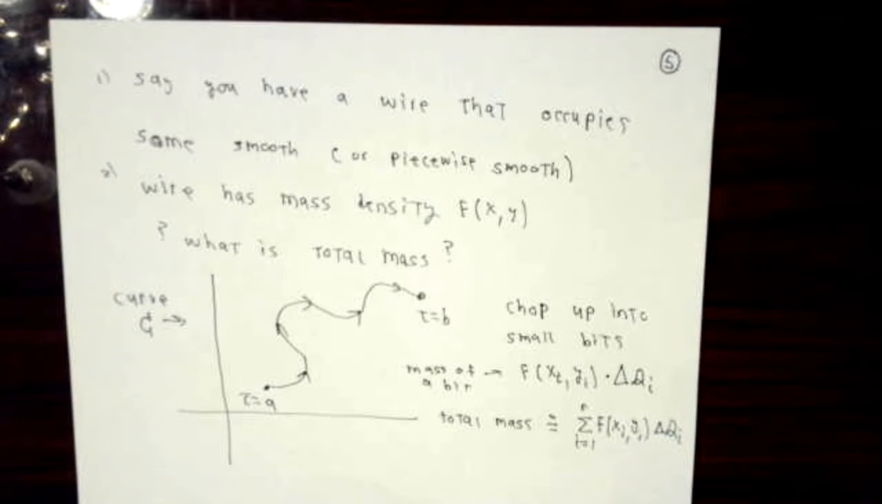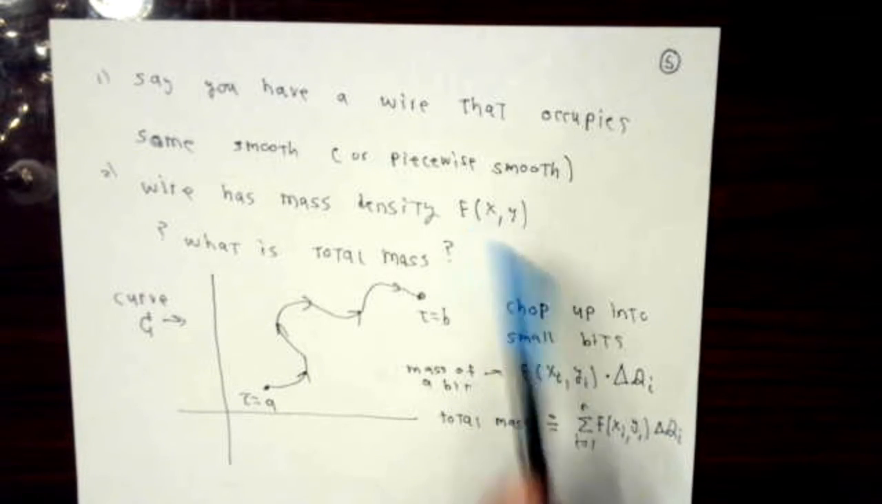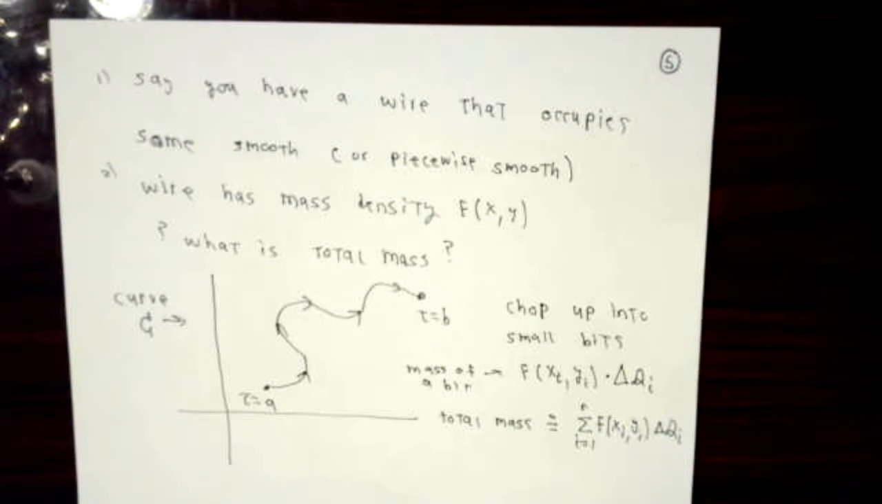Imagine that you have a piece of wire. It could lie in a two-dimensional plane or in three-dimensional space, and the curve occupied by the wire is at least piecewise smooth. The wire might have a varying mass density that goes from point to point. I'll call the mass density f of x and y, kilograms per meter of the material, for example.